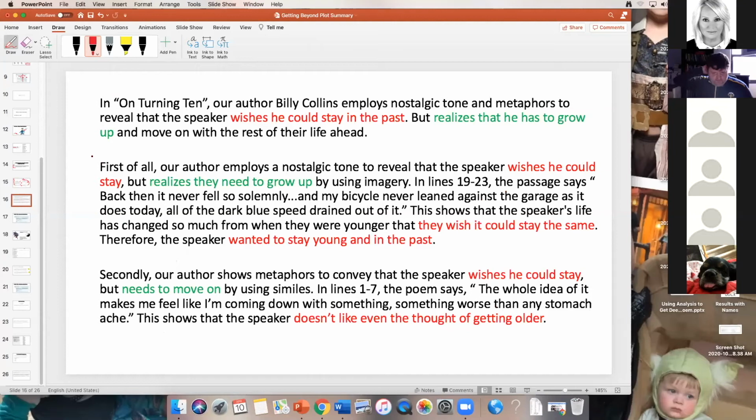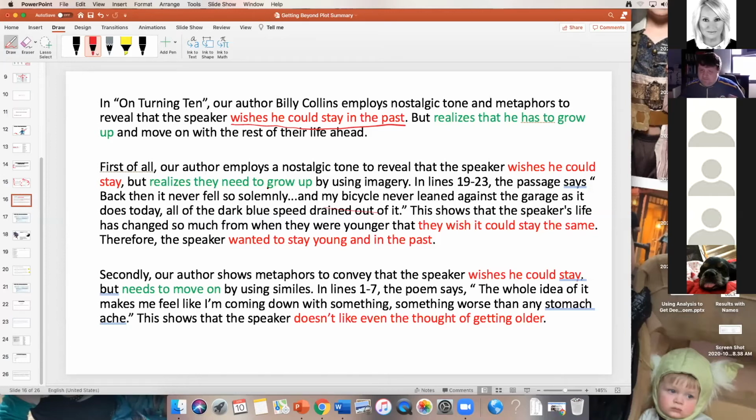This is also a sample from the mock. "In 'On Turning 10,' our author, Billy Collins, employs nostalgic tone and metaphors to reveal that the speaker wishes he could stay in the past, but realizes he has to grow up and move on with the rest of their life ahead." Now, on the surface, this looks like it might be a complex thesis statement. It has two sides. It has this, but this. However, there is no way to debate that this is wrong, okay? If I said, tell me about this poem, 100% of people would say it's about a kid who realizes they're growing up but wishes they could stay in the past.